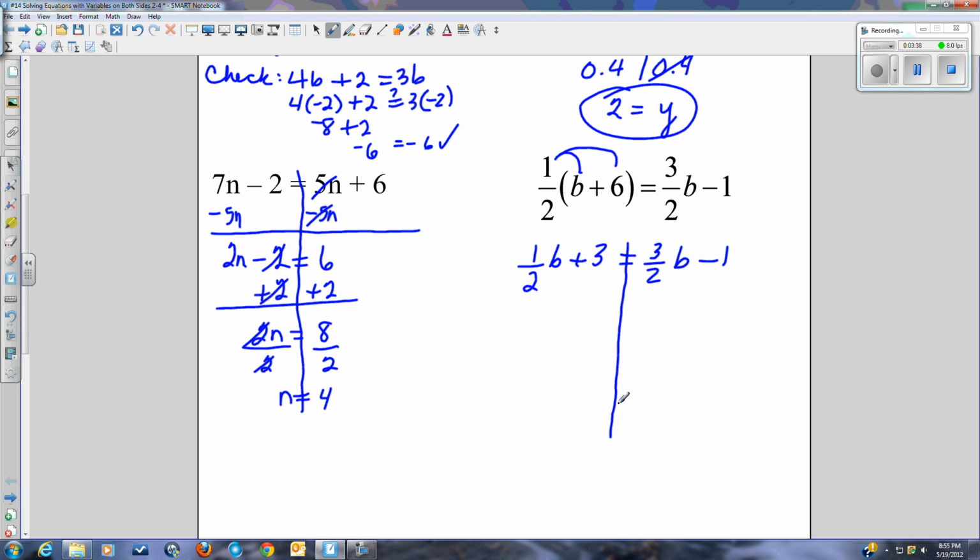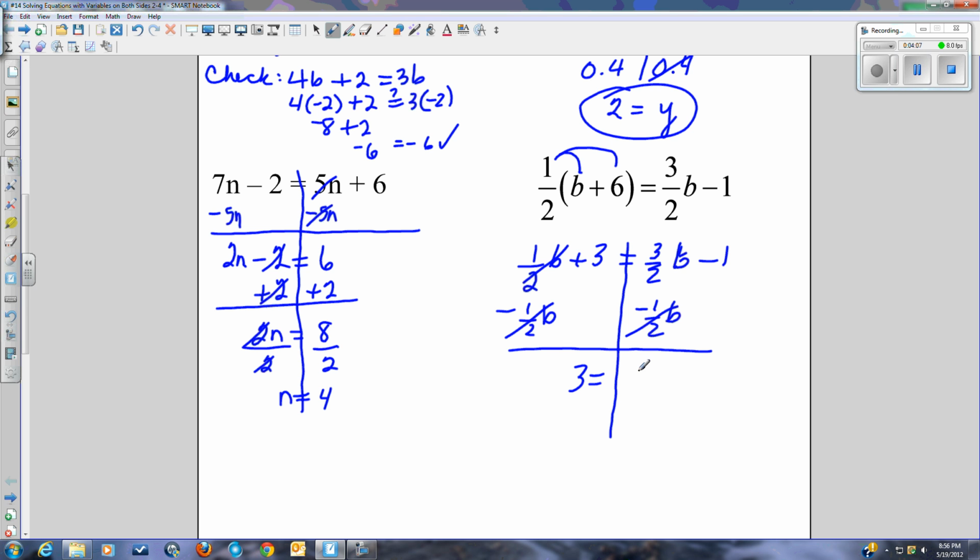So now we want all the b's on the same side. Now we're actually going to start the solving. So I'm going to subtract 1/2 b from each side. The 1/2 b's cancel, and we have 3 equals, oh, I don't know why I crossed those out. I'm sorry. 3/2 b minus 1/2 b. Don't cross those out. I'll see if I can erase that a little bit. Okay. That looks a little bit better.